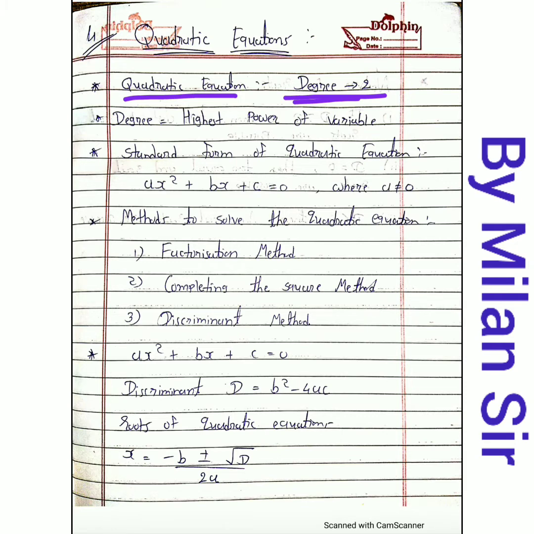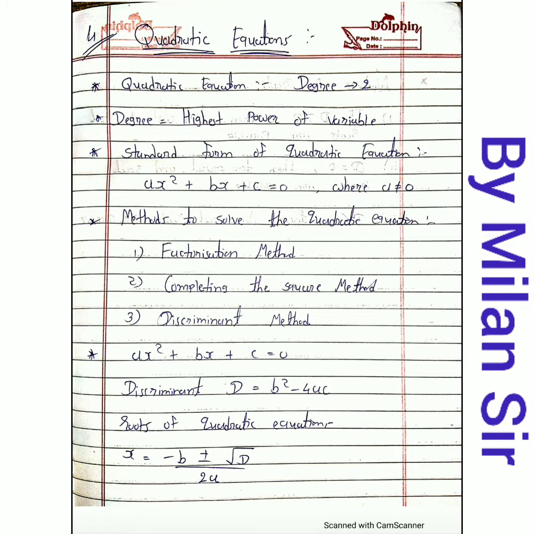These things we already learned in theory of chapter 2, right? If we have degree 1, then it is a linear equation. Degree 2, it is a quadratic equation. Degree 3, it is a cubic equation. Now degree means what? It is the highest power of the variable, right?